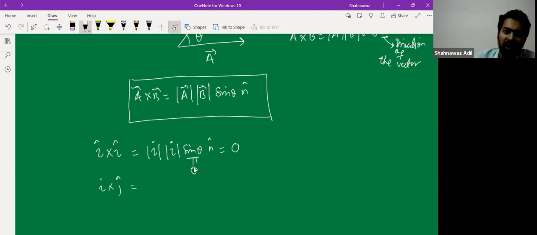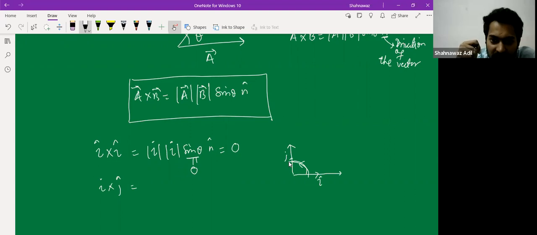For this case, when you use the thumb rule, you place your hand in the I direction and move it in the J direction. The direction that it will give is what? Let me draw here. So this is I and this is J. When you move in the direction of I to J, your thumb will point to the K direction. Understood?